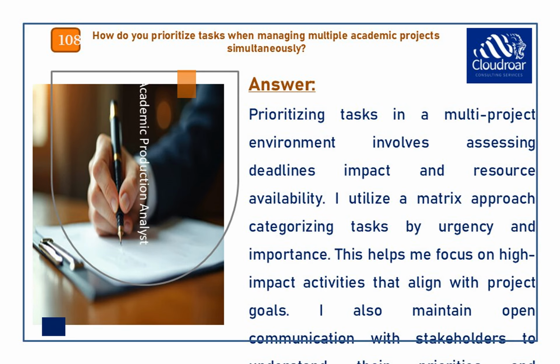Question 108. How do you prioritize tasks when managing multiple academic projects simultaneously? Prioritizing tasks in a multi-project environment involves assessing deadlines, impact, and resource availability. I utilize a matrix approach, categorizing tasks by urgency and importance. This helps me focus on high-impact activities that align with project goals. I also maintain open communication with stakeholders to understand their priorities and expectations.